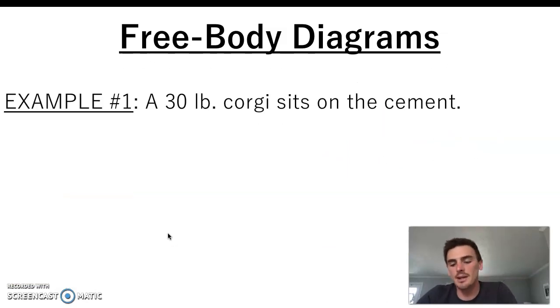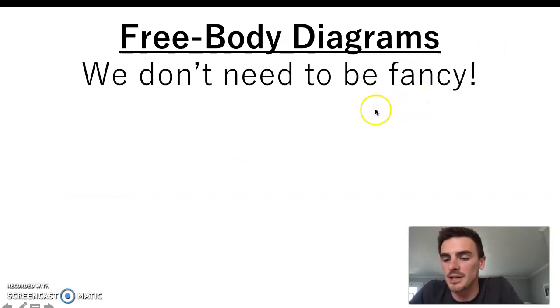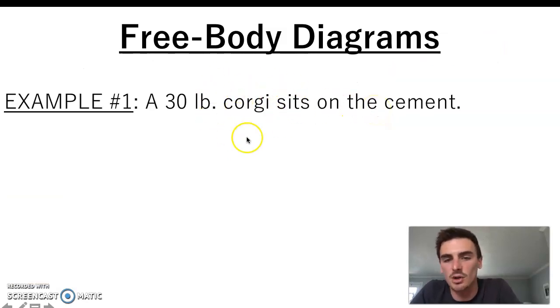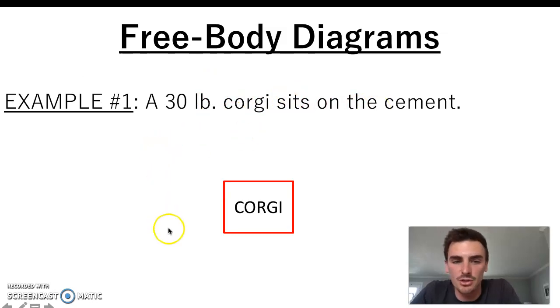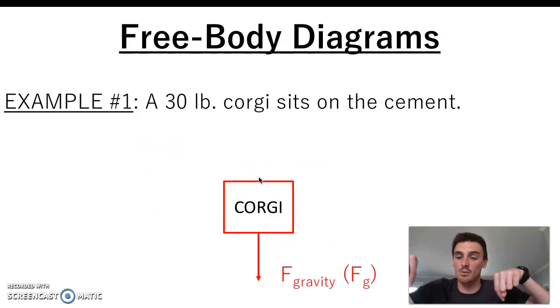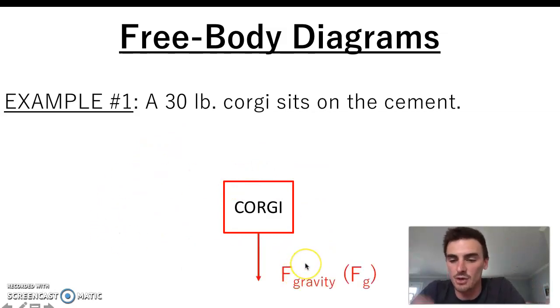So it's important we remember for free body diagrams, guys, we don't need to be fancy. If the problem says a corgi sits on the cement, we don't have to draw a corgi. What we usually just use is a box. So if a dog is just sitting on the cement, the first force you'll always draw is downwards, because we know that on planet Earth there's always a force pulling downwards on us. That is called the force due to gravity.